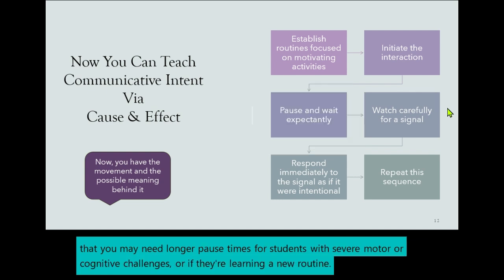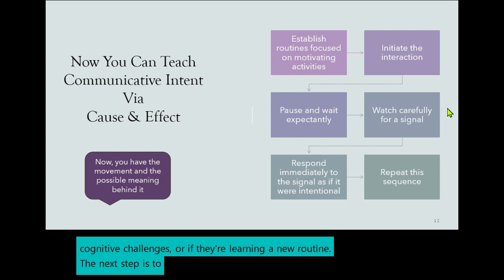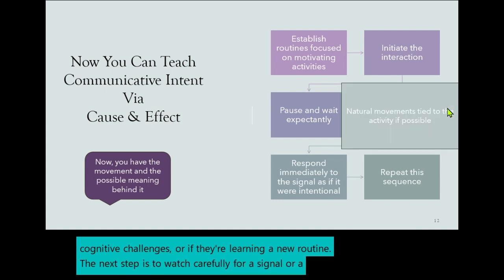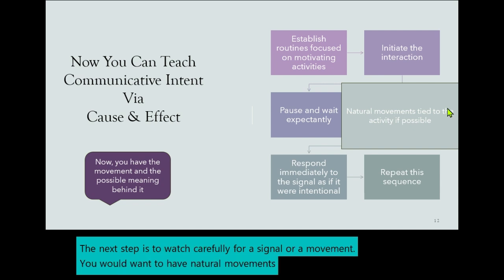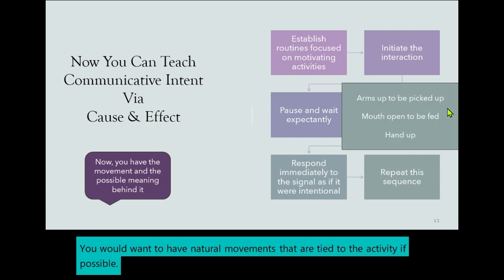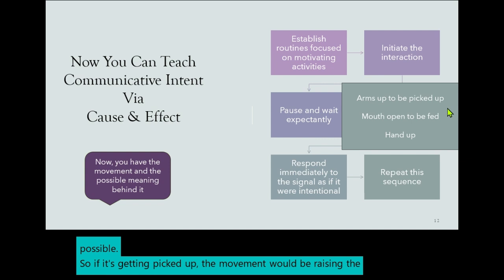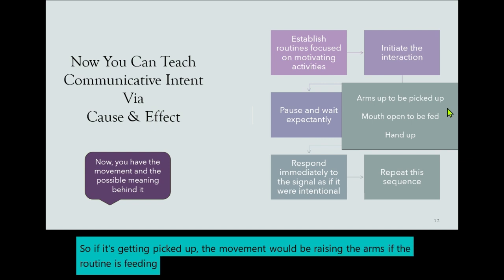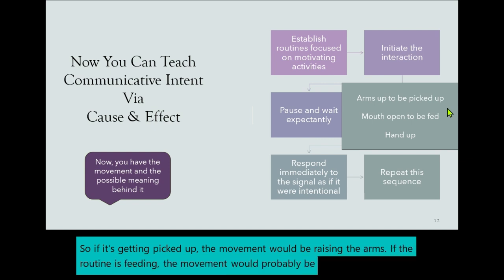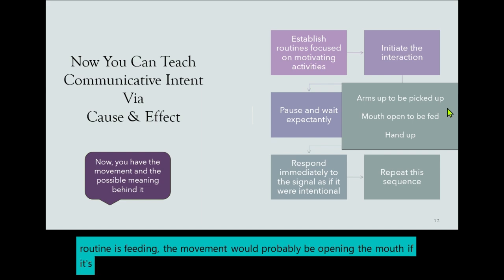The next step is to watch carefully for a signal or a movement. You would want to have natural movements that are tied to the activity if possible. So if it's getting picked up, the movement would be raising the arms. If the routine is feeding, the movement would probably be opening the mouth. If it's high five, the movement would be lifting up the hand.